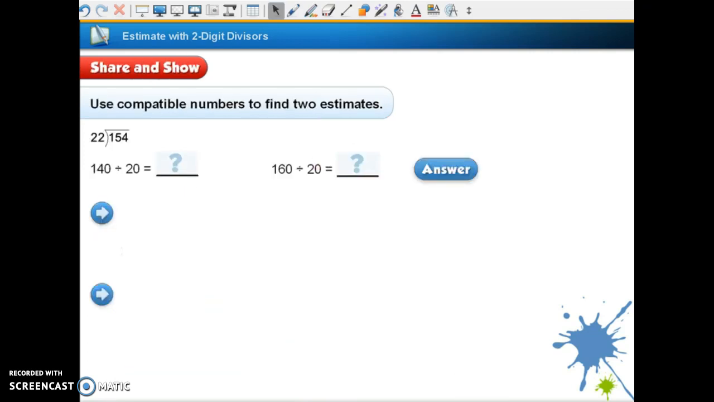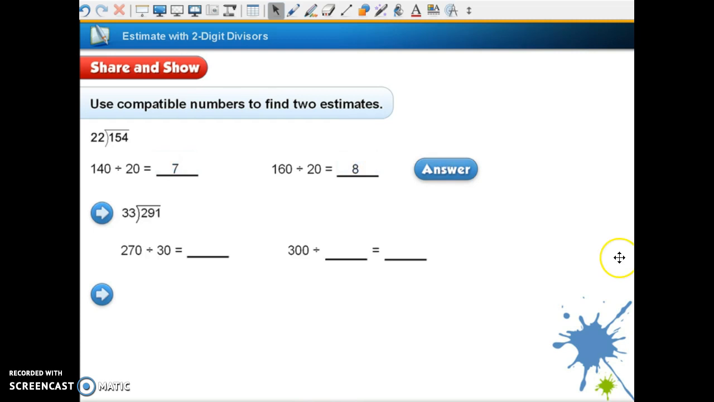Okay, now we're on the share and show at the bottom of page 80, and this is number 1. 154 divided by 22. So they rounded 22 to 20, and then they took the closest multiple of 2 to 15. So that would be 14. And then that's the lower, and then they went on, and the next higher 2, so 2, 4, 6, 8, 10, 12, 14, would be 16, so that would get us 160. And when we divide those by 20, we get 7 and 8.